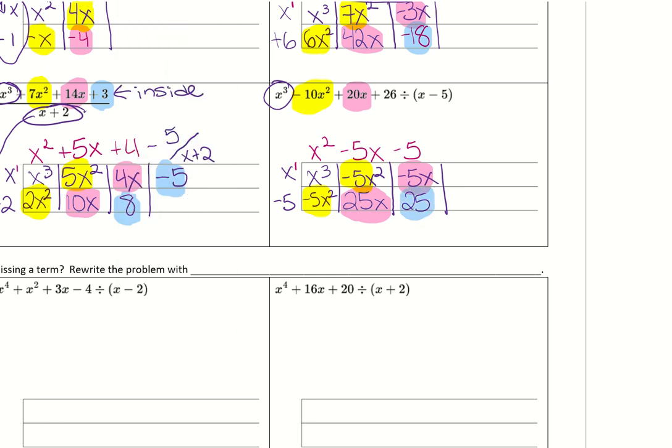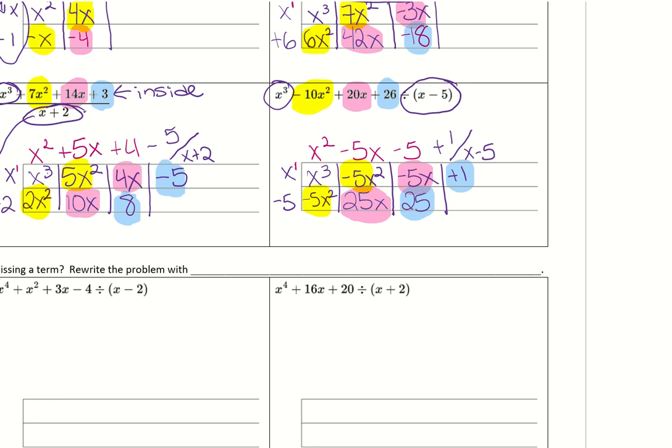So we have 25 on the board, and we need to put something here so we can get to 26. What is that something? Plus 1. So that's our remainder. So we're going to put plus 1, and then since we've been trying to divide by x minus 5 the whole time, we're going to put it over x minus 5.